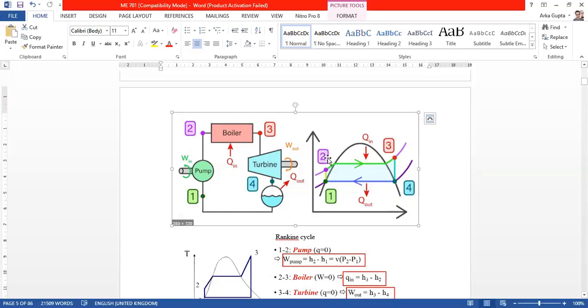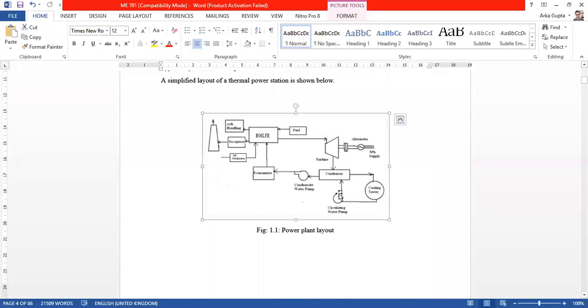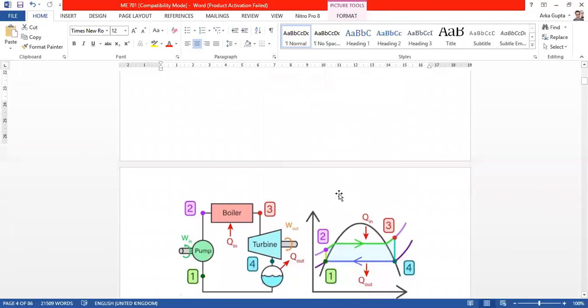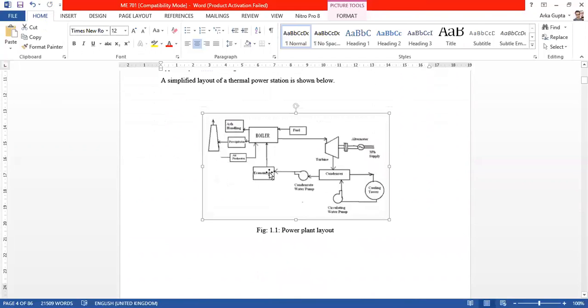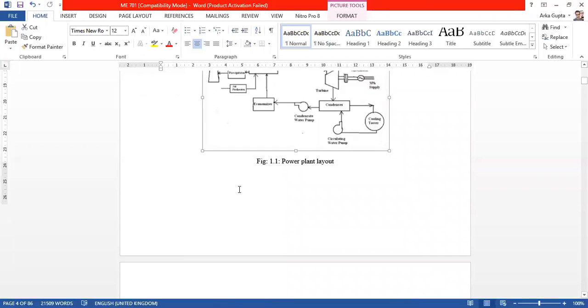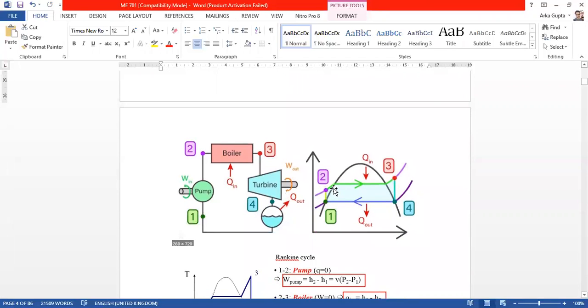That small part is in the economizer. Economizer is shown here. Some preheat is done. The temperature here is increasing, so some temperature is being increased before the water is fed to the boiler. That small process is done in the part or accessory of the boiler named the economizer.